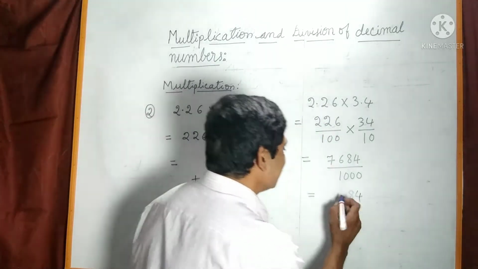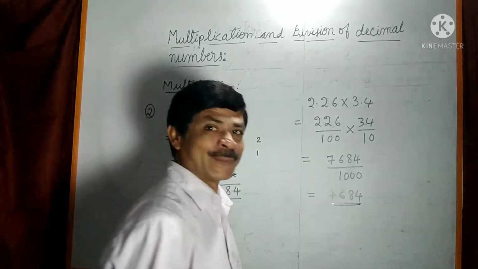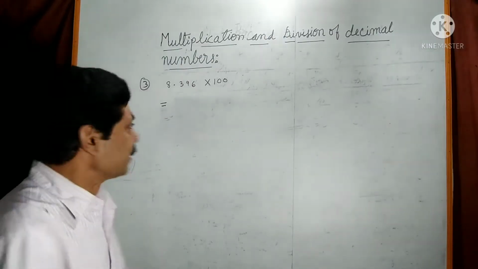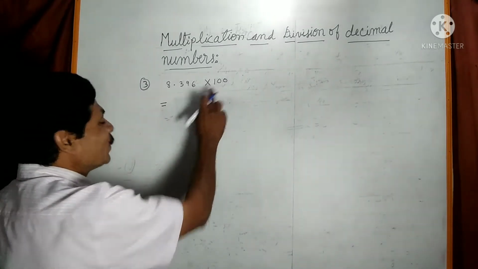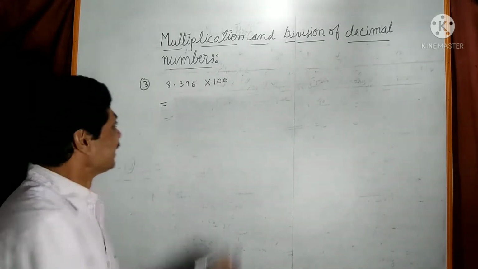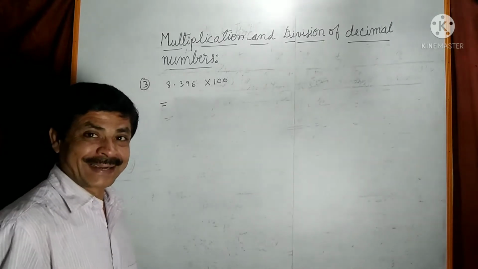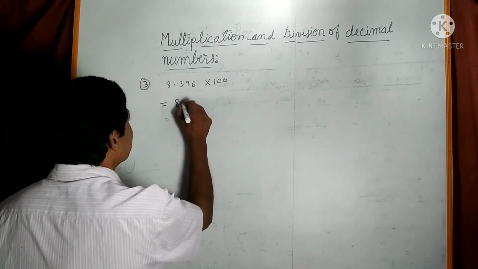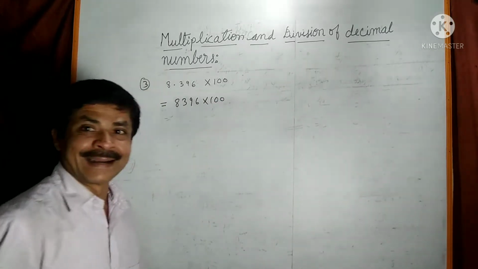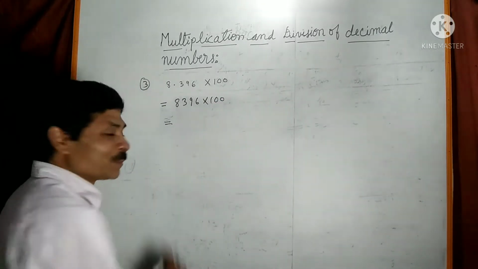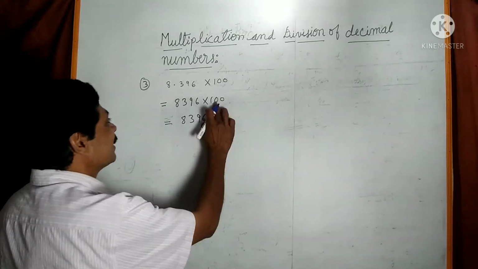One, two, 3 digits. You put the decimal point, and this is your answer. Now let us go to third question. 8.396 into 100. Think that there is no decimal point and we will multiply by 100. 8396 into 100. This is equal to 8396 and 2 zeros.